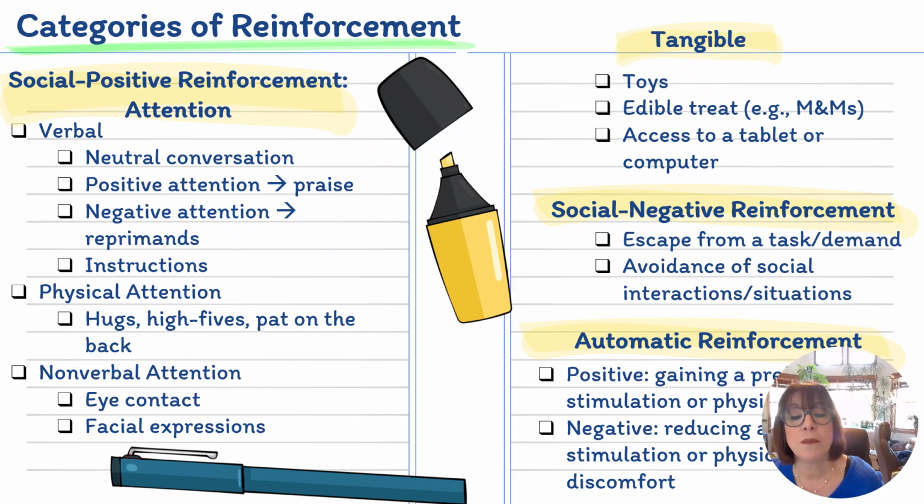Reinforcement can also be tangible, like getting a desired toy or activity. As you'll see in the homework videos, reinforcement can be positive and negative. With negative reinforcement, escape from something aversive is reinforcing, like getting out of a math activity that is undesired. Automatic reinforcement is self-stimulatory. A child might slam against a wall to gain deep pressure sensation.